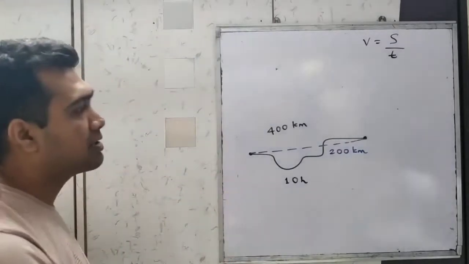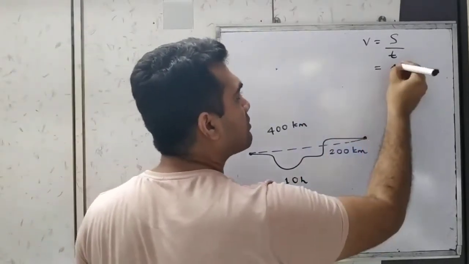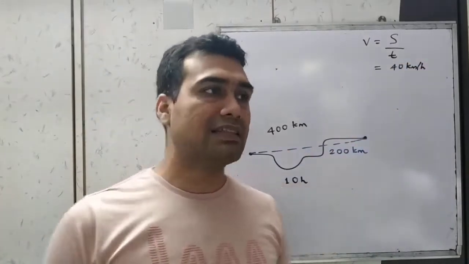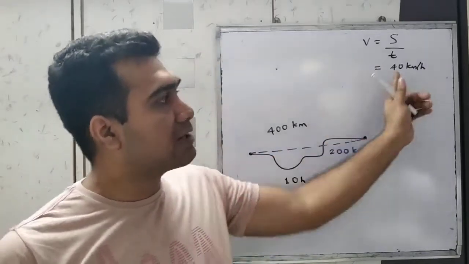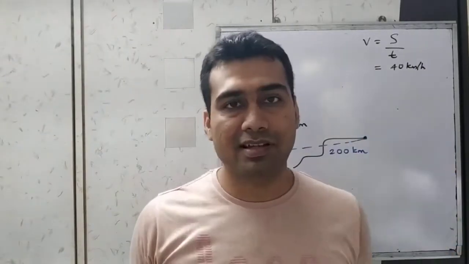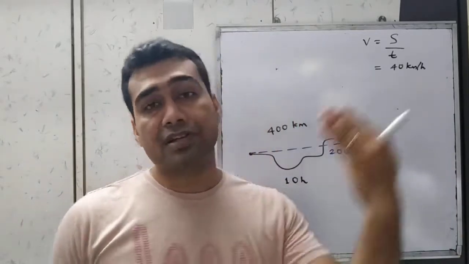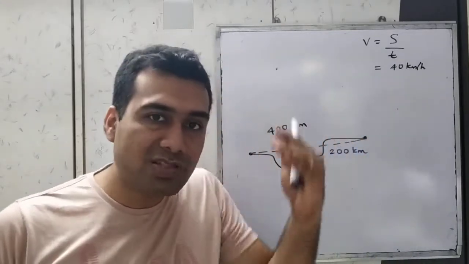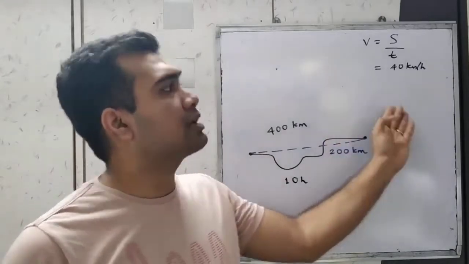If I calculate the speed, it is 400 kilometers upon 10 hours, that is 40 kilometers per hour. That is the speed of the car. Understand that this is the average speed. It doesn't mean that the driver drove at exactly 40 kilometers per hour in the entire journey. He must have paused, taken a break. Sometimes his speed might have increased to 100 kilometers per hour on the expressway. Sometimes it must have decreased to 10 kilometers per hour in a traffic jam. But the average speed is 40 kilometers per hour.